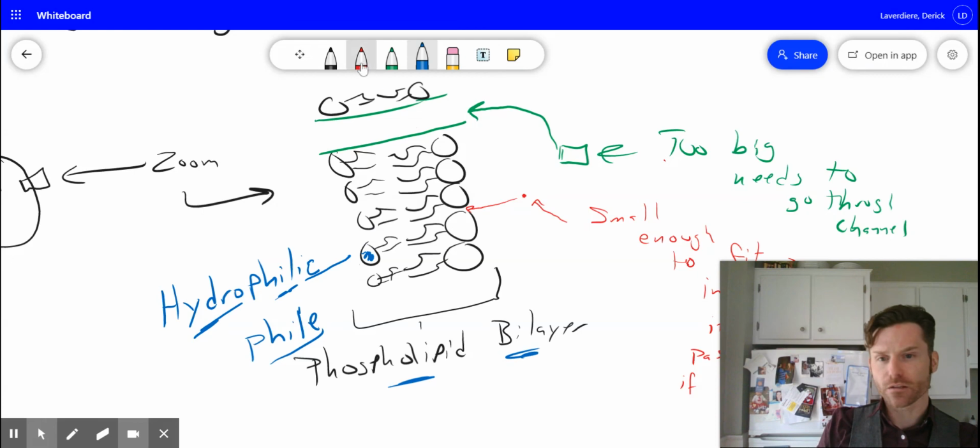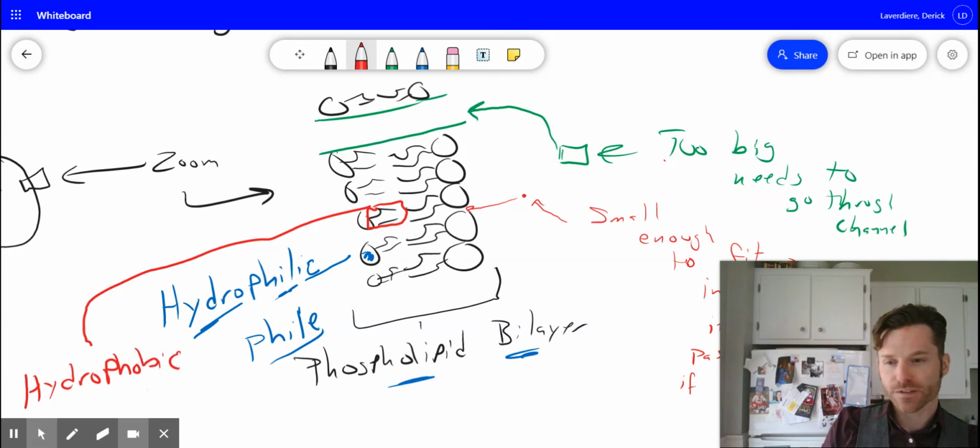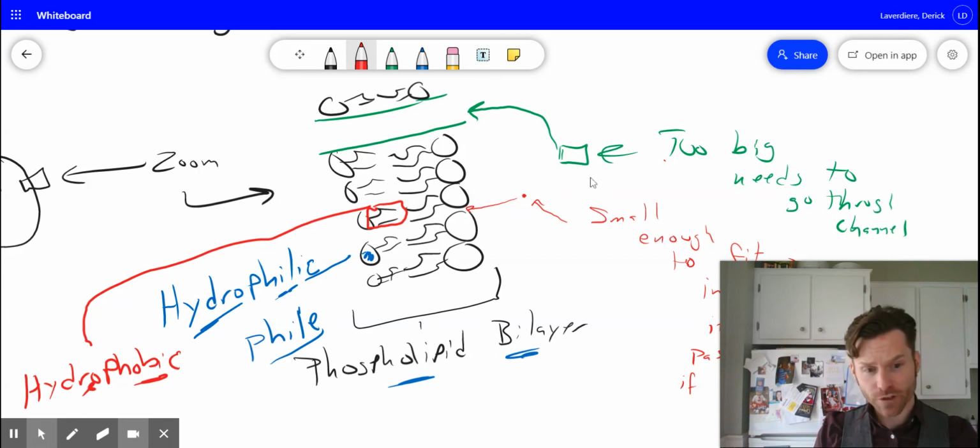The tails, the lipid tails, right? They're lipids, so they hate water. They absolutely hate water. They're like, get away from me, water. You're stupid. And they are hydrophobic. Like phobia. So this suffix is related to phobia. They're afraid of water. And so obviously inside the cell is watery, outside of the cell is watery. And this layer keeps the two watery sides from crossing into each other.